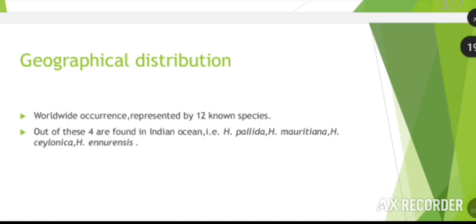Let's see their geographical distribution. Worldwide occurrence represented by 12 known species. Out of these, 4 are found in the Indian Ocean, namely Herdmania pallida, Herdmania mauritiana, Herdmania ceylonica, and Herdmania anurensis.